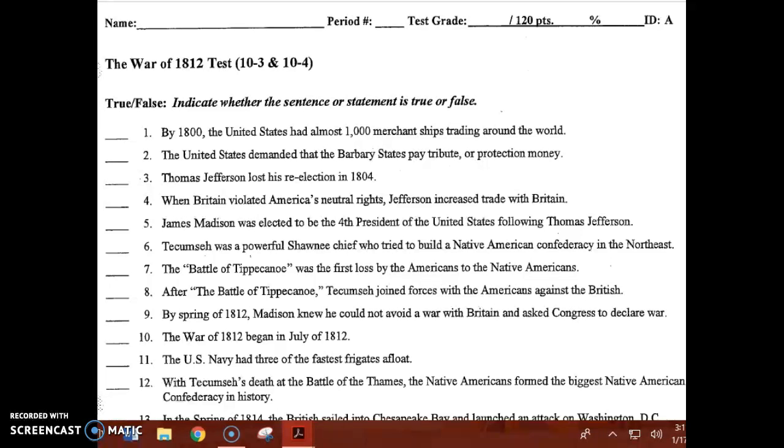Number 5. James Madison was elected to be the 4th President of the United States following Thomas Jefferson. Number 6. Tecumseh was a powerful Shawnee chief who tried to build a Native American confederacy in the Northeast. Number 7. The Battle of Tippecanoe was the first loss by the Americans to the Native Americans. Number 8. After the Battle of Tippecanoe, Tecumseh joined forces with the Americans against the British.